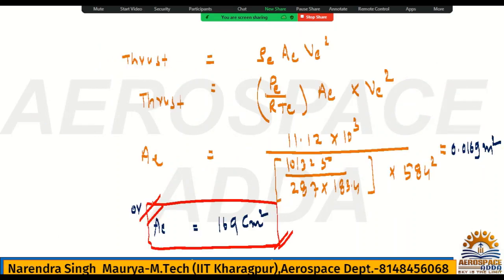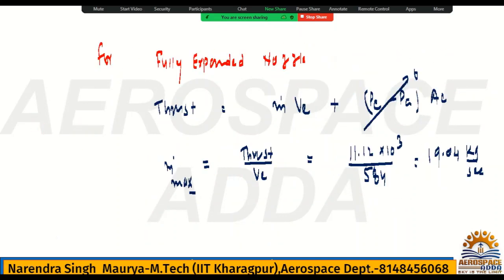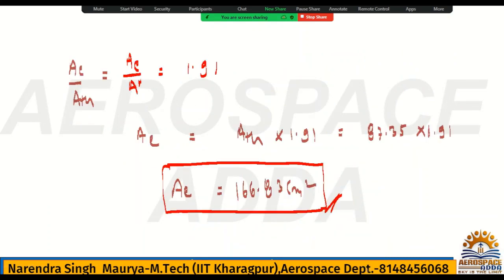Exit area you got 169 centimeter square. By another method you got 166.83. It is also very close, you can say. It is almost close, so you can accept this. Or maybe sometimes if you have not fixed your calculator up to 2 digits, because of that also sometimes there is a little bit of mismatch, not more than 5%, but yes, it is very close, you can accept it. All right.